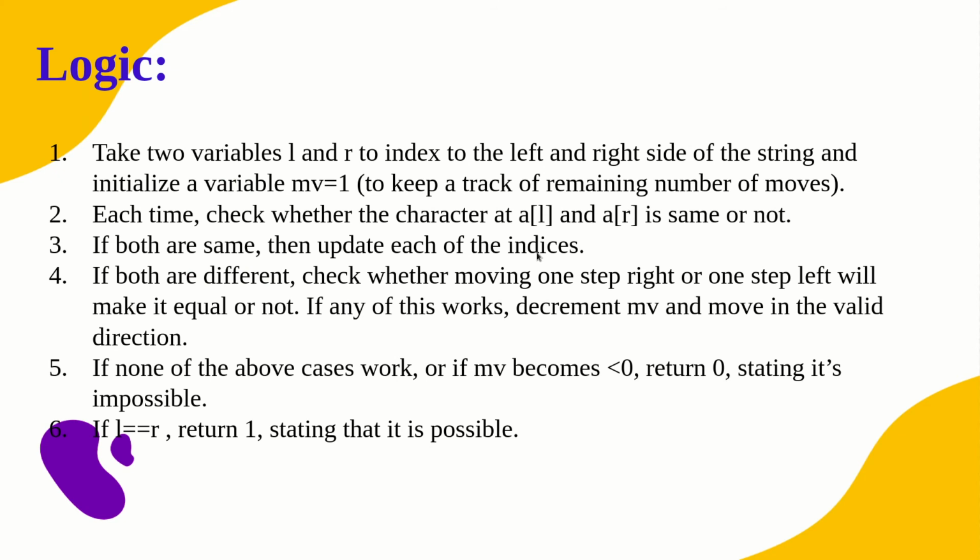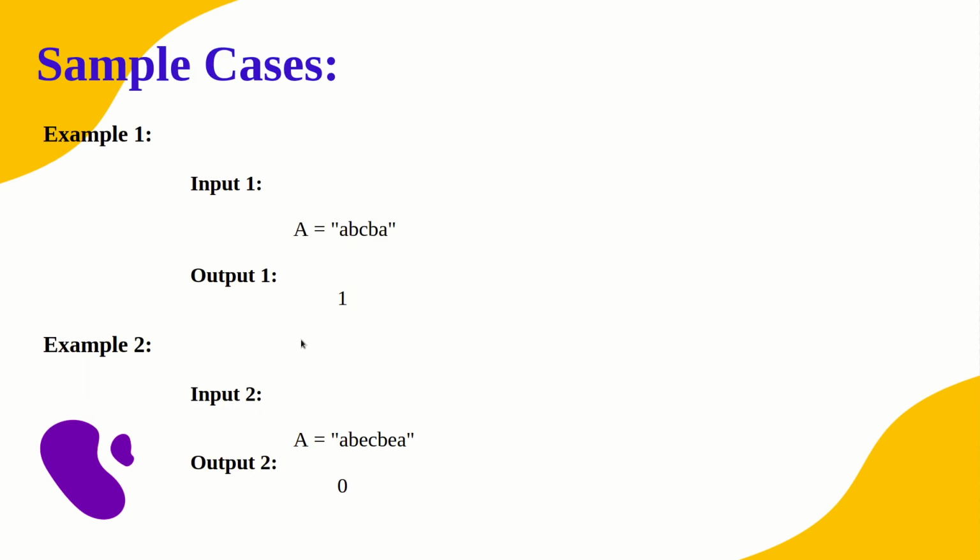This you will understand better when we'll be writing the code for the same. And so yeah, we have handled the condition if both are same. Let's talk about what if both are different. So if both are different, check whether moving one step right or one step left will make it equal or not. If any of this works, decrement MV and move in the valid direction. Among all these steps, step number 4 is the most important step for this algorithm. Now let's understand what I am talking about.